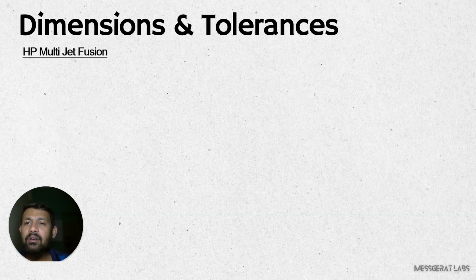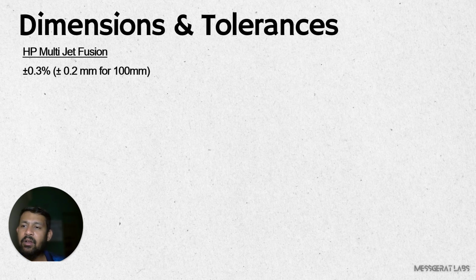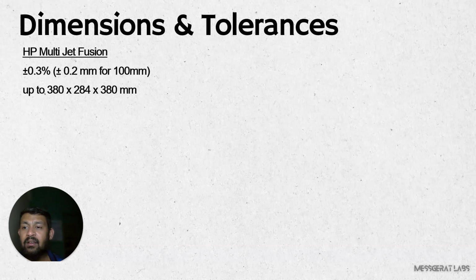Now, when we talk about dimensions and tolerances, every 3D printing process has got a different kind of dimension and tolerance. For example, multi-jet fusion, which is MJF process, it has got a tolerance of plus minus 0.3%. So basically, for 100 mm length, you are getting plus minus 0.2 mm tolerance. Then, what is the maximum size that your 3D printer can accommodate?